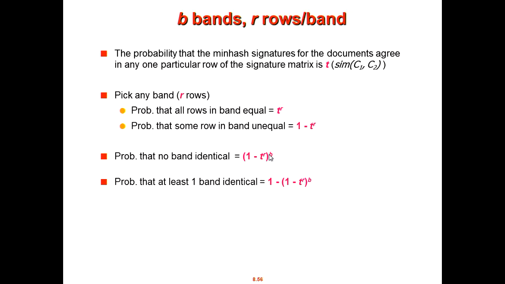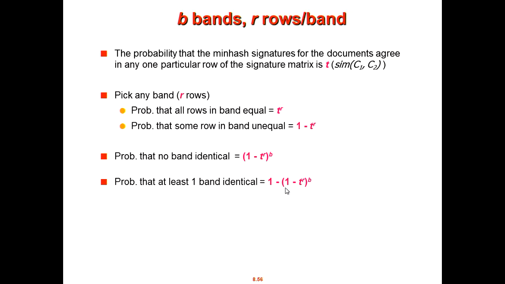They are not identical in all bands, then we get power of B for this value. So finally, the probability that for the 2 columns there is at least one band identical is 1 minus this probability. So this is the final result. For 2 columns with similarity of t, this is the final conclusion. So the probability that they are identical in at least one band is this probability.